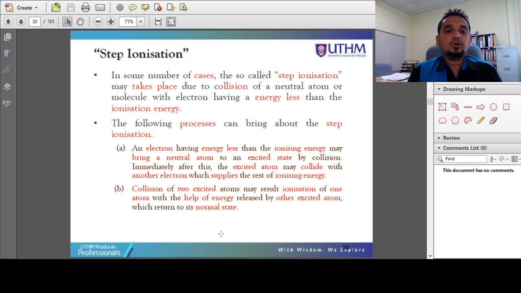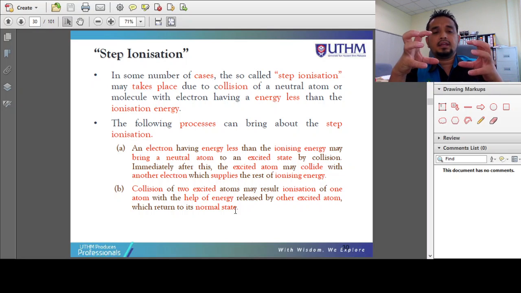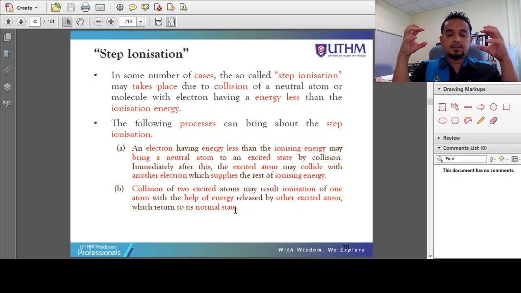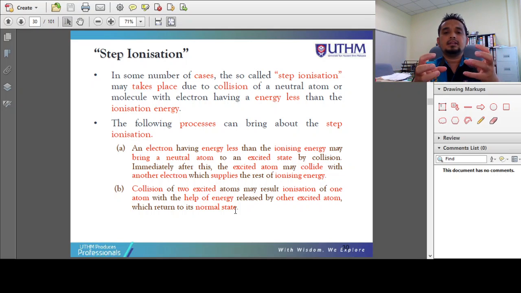Okay, there is also a term that is referred to as step ionization in some cases. In some cases, the collisions of a neutral atom or molecule having less energy than the ionization energy occur. The collision between these molecules or electrons will happen, and then nothing will happen, and then they start to become excited.